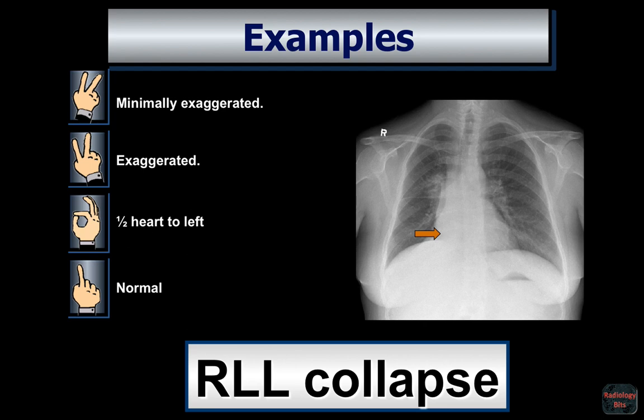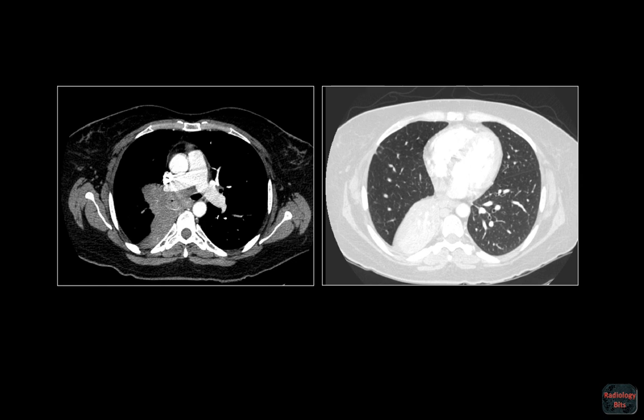This is the opacity in the retrocardiac region from the collapsed right lower lobe. This here is not the hilum, this is an additional opacity, which makes everything difficult. And this turned out to be a squamous cell carcinoma, as you see here, compressing on the right lower lobe bronchus and leading to right lower lobe collapse.